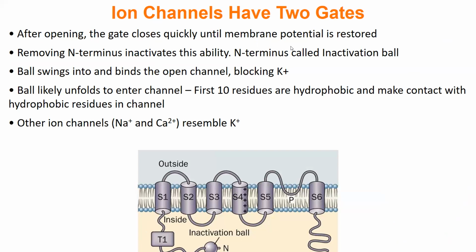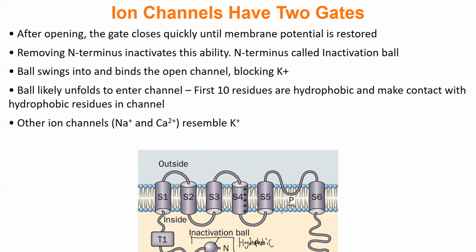However, when we study the potassium channel, we notice that it closes way faster than what would be predicted if it's based solely on this helix 4. And that's because on the N-terminus of this channel, we have what's called the inactivation ball. And what the inactivation ball is, it's an area of hydrophobic amino acids. So you got some hydrophobic amino acids here.